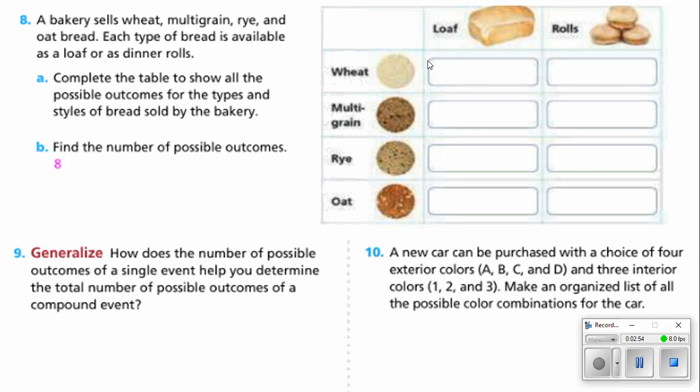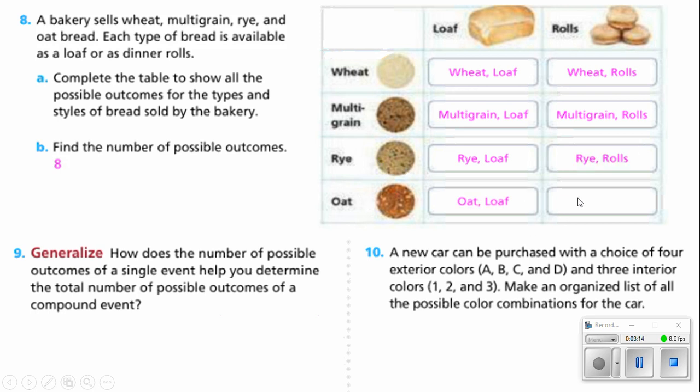Well, we got 4 types here that can each be either a loaf or a roll. That could be wheat loaf, wheat rolls, multigrain loaf, multigrain roll, rye loaf, rye roll, oat loaf, and oat roll. So there are our possible combinations. Find the number of combinations. That's 1, 2, 3, 4, 5, 6, 7, 8. 4 times 2 gives us 8 possible combinations.